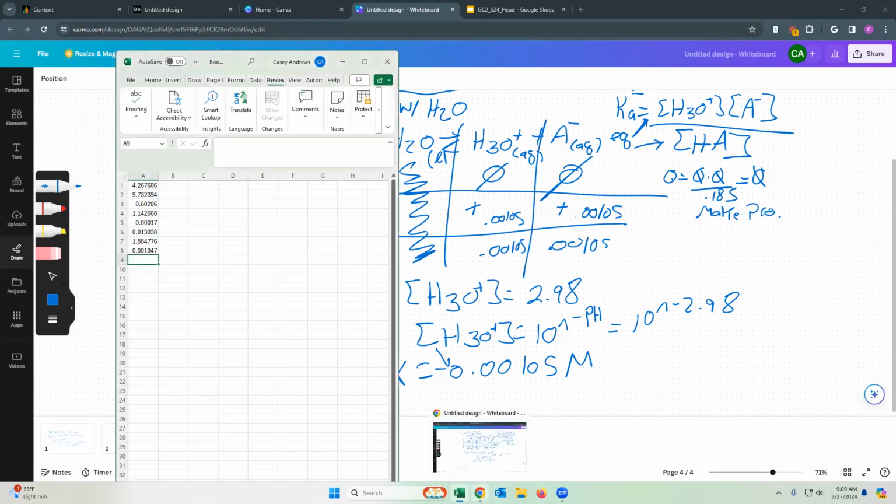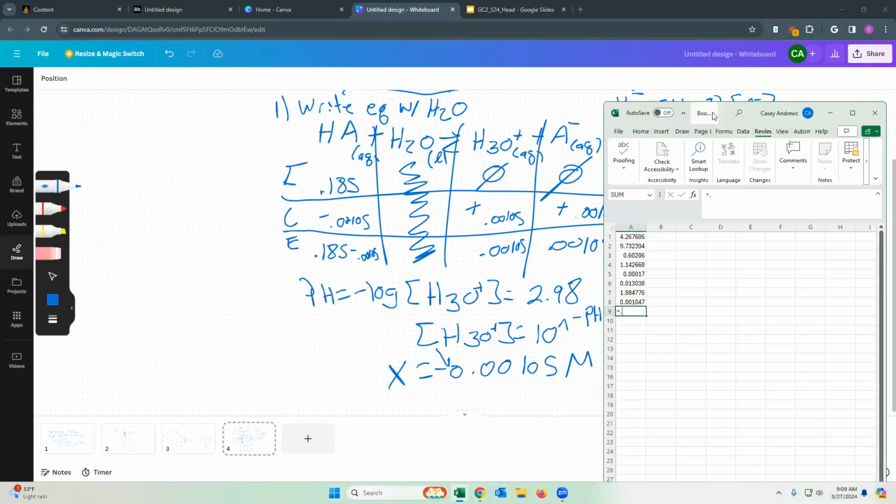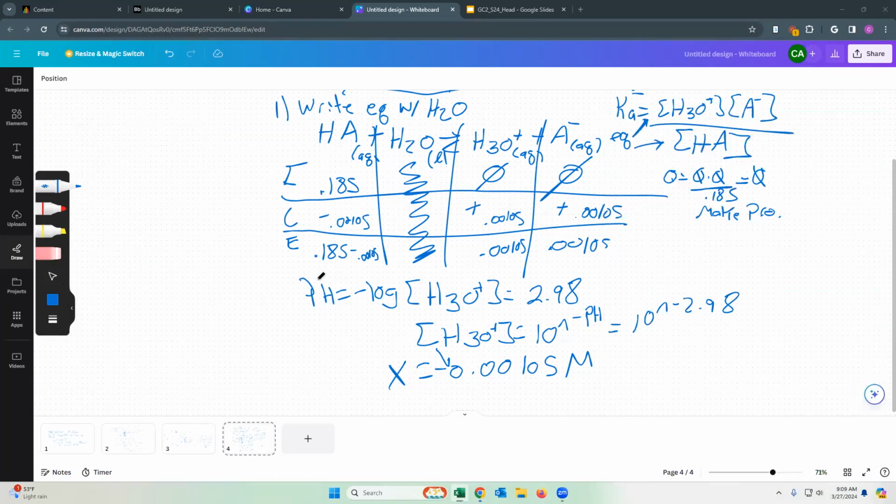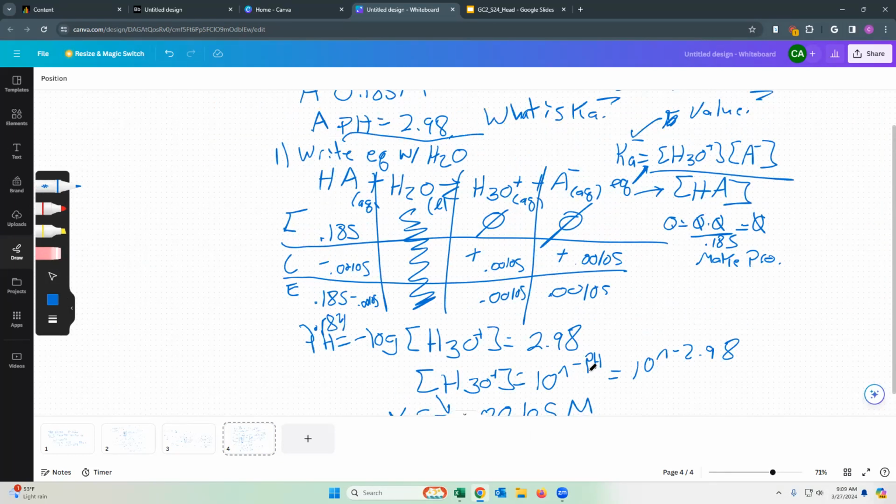We bust out our calculator. 0.185 minus 0.00105. That is 0.184. That is why we say the concentrations don't really change, because it changed by less than 1%. But we can actually calculate it.